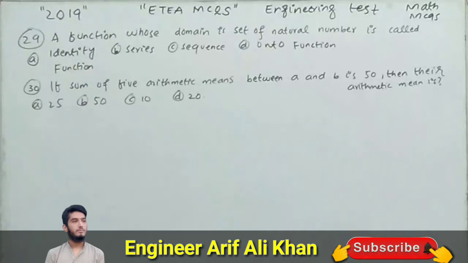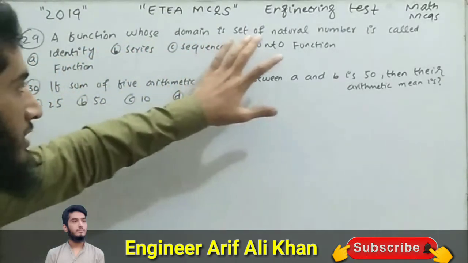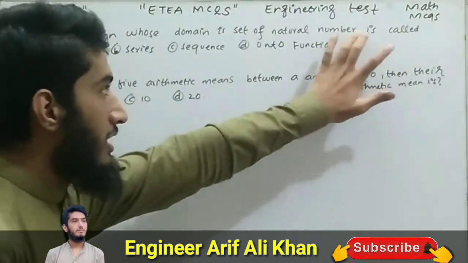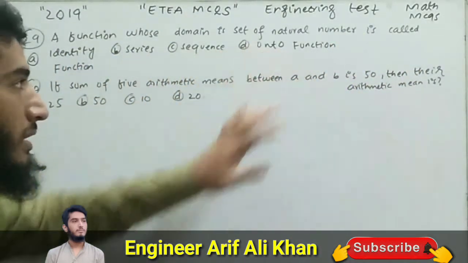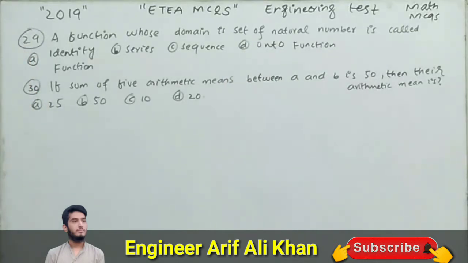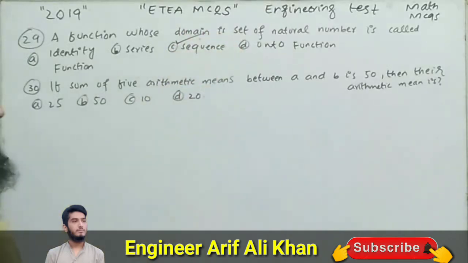Now move to the next MCQ, the MCQ number 29. It tells that a function whose domain is a set of natural numbers is called identity function, series, sequence, onto function. Remember that a function whose domain is a set of natural numbers, or whose domain is a set of positive integers, is called a sequence. So the correct option for this MCQ is option number C.